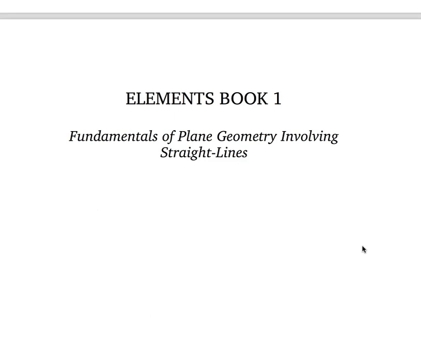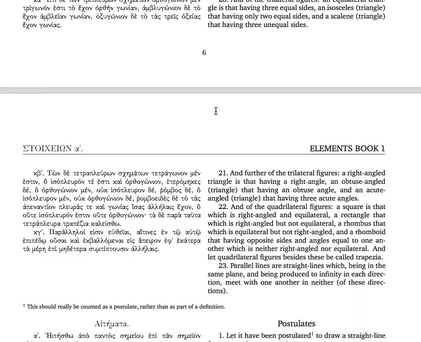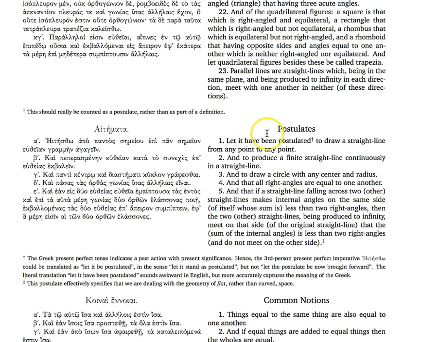But in book one, which are the fundamentals of plane geometry, and this is not planes meaning boring or just not interesting. Plane means flat surface, as we already talked about in the basics of geometry video. We went through and looked at these definitions and matched up the numbers to a lot of the definitions that we use today.